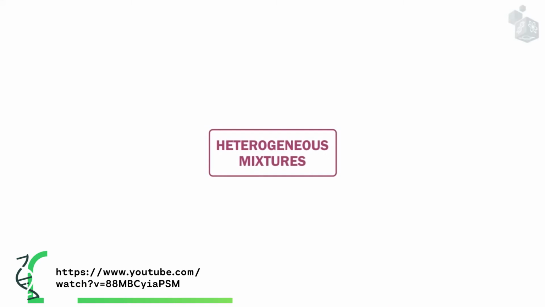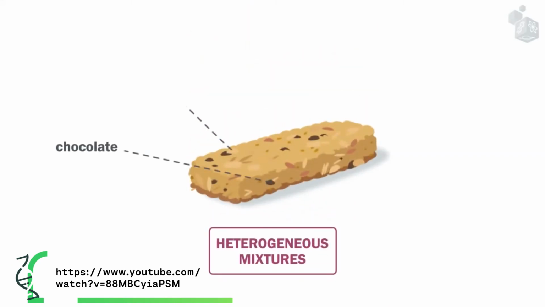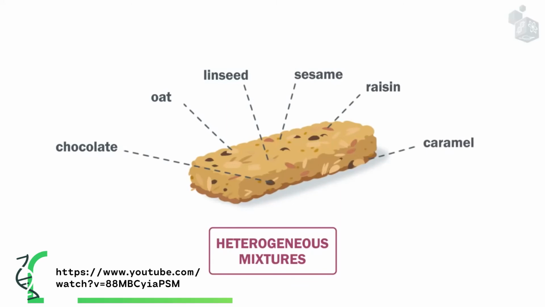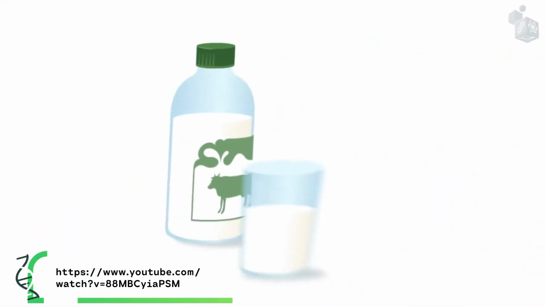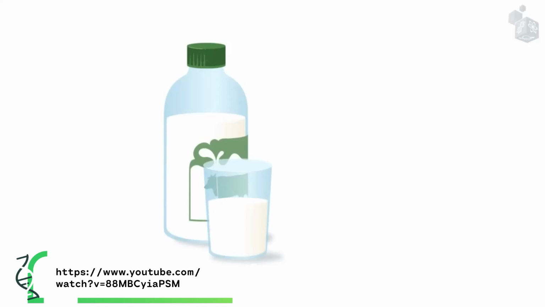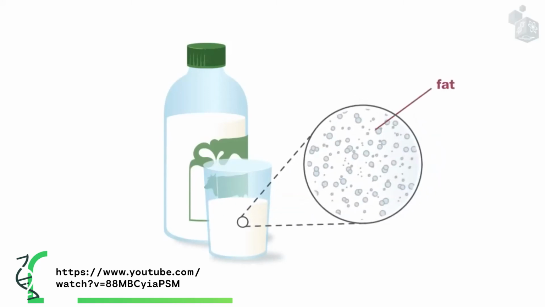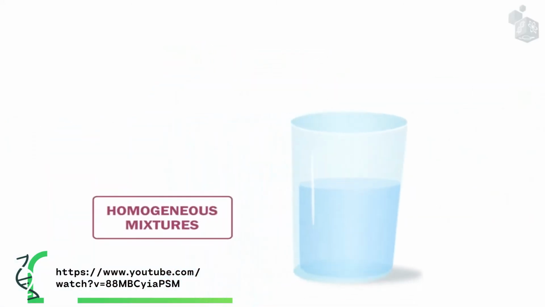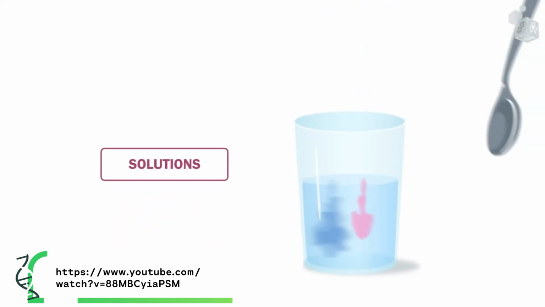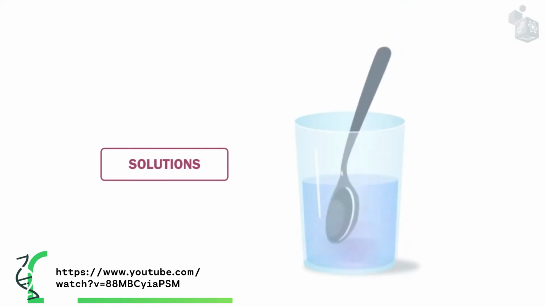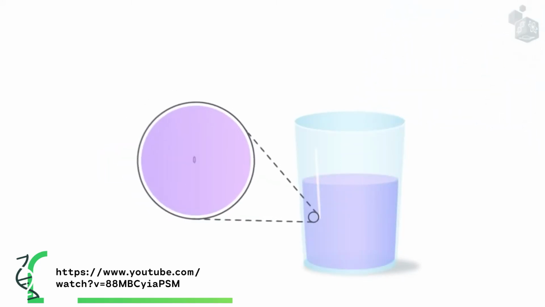The components in a heterogeneous mixture can be distinguished with the naked eye and are not evenly distributed. The components in some of these heterogeneous mixtures can only be distinguished using a light microscope. This is the case of colloids. The components in a homogeneous mixture, or solution, are evenly distributed, so they cannot be distinguished, not even under a light microscope.